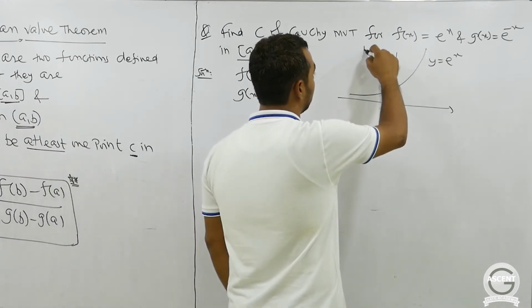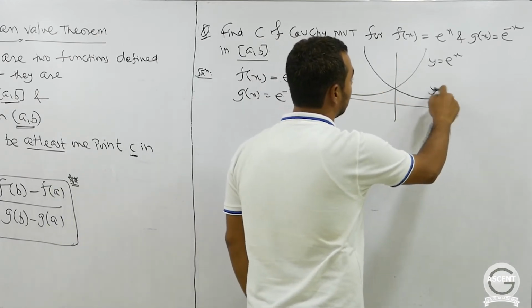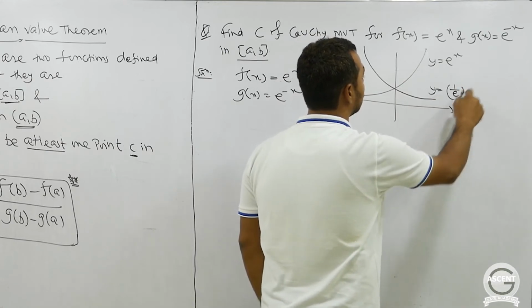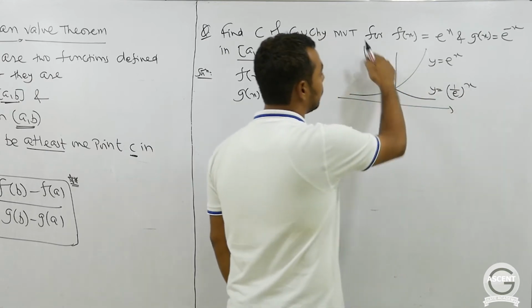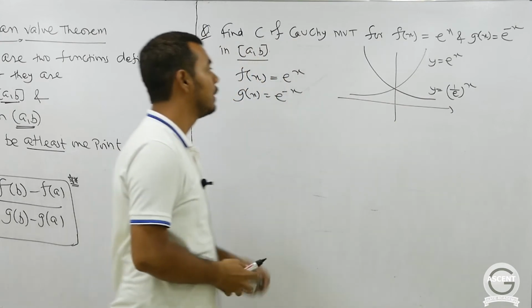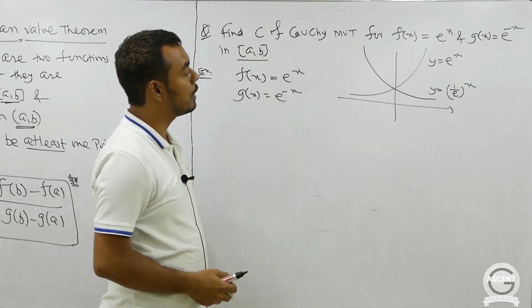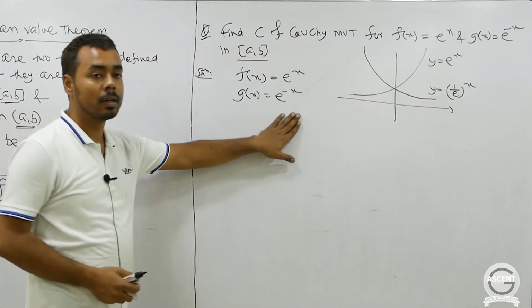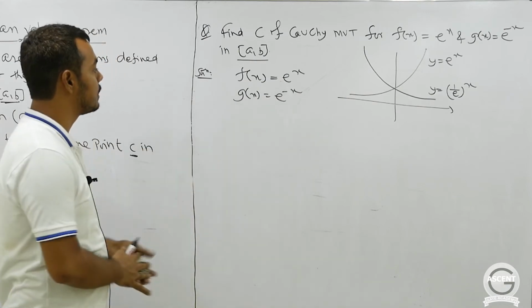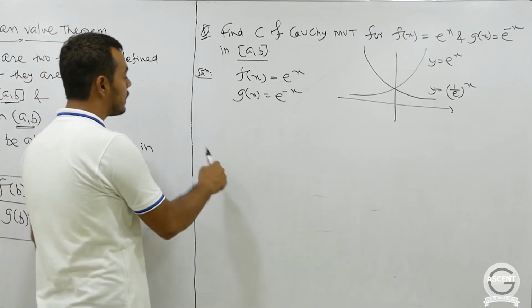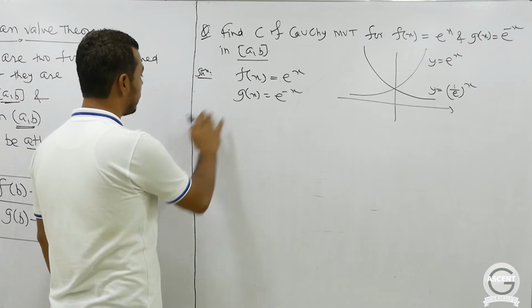And e to the power minus x, okay, this will be a decreasing function because it is 1 by e to the power x. Base less than 1 means the exponential will be decreasing. So both of these functions, e to the power x and e to the power minus x, are continuous and differentiable. So we can directly start with our Cauchy mean value theorem.